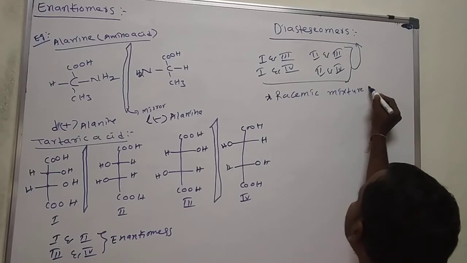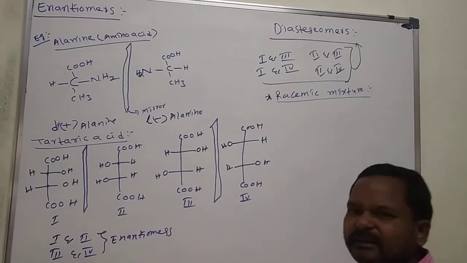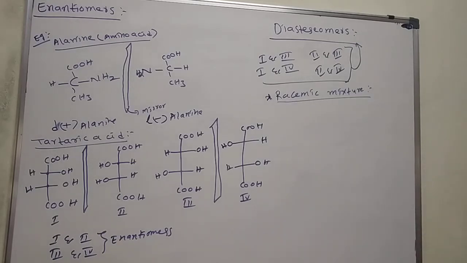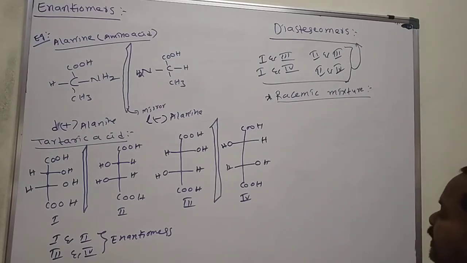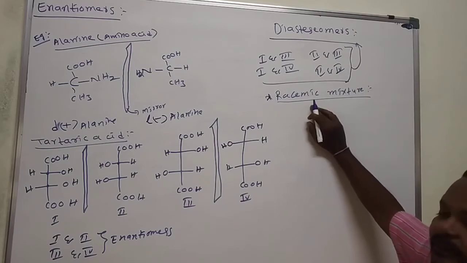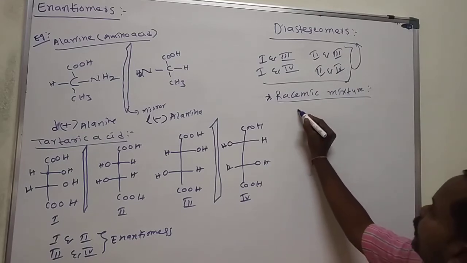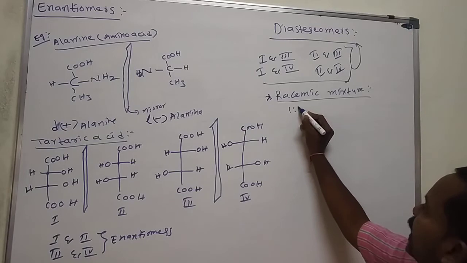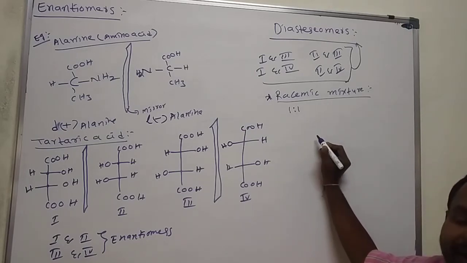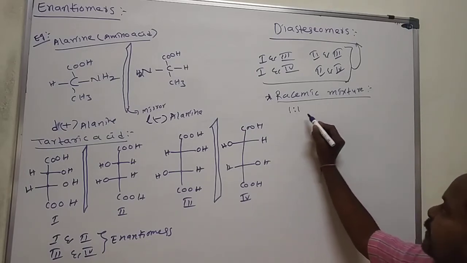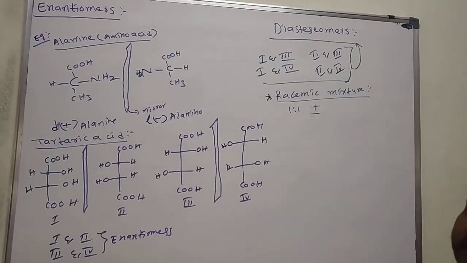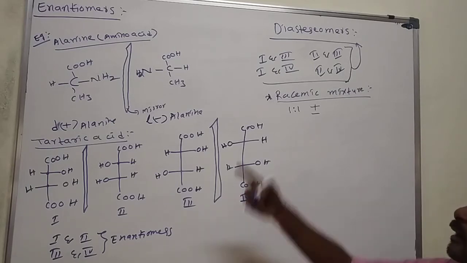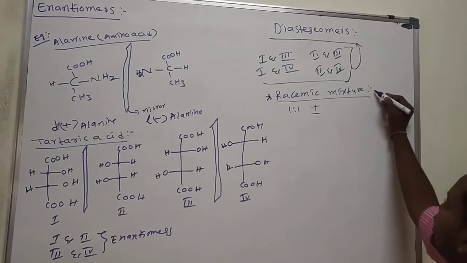What is the meaning of racemic mixture? This is also one important term. We will get this term also in SN1 reaction or SN2 reaction. Racemic mixture is the mixture of an equimolar ratio of dextro isomer and levo isomer, called a racemic mixture.